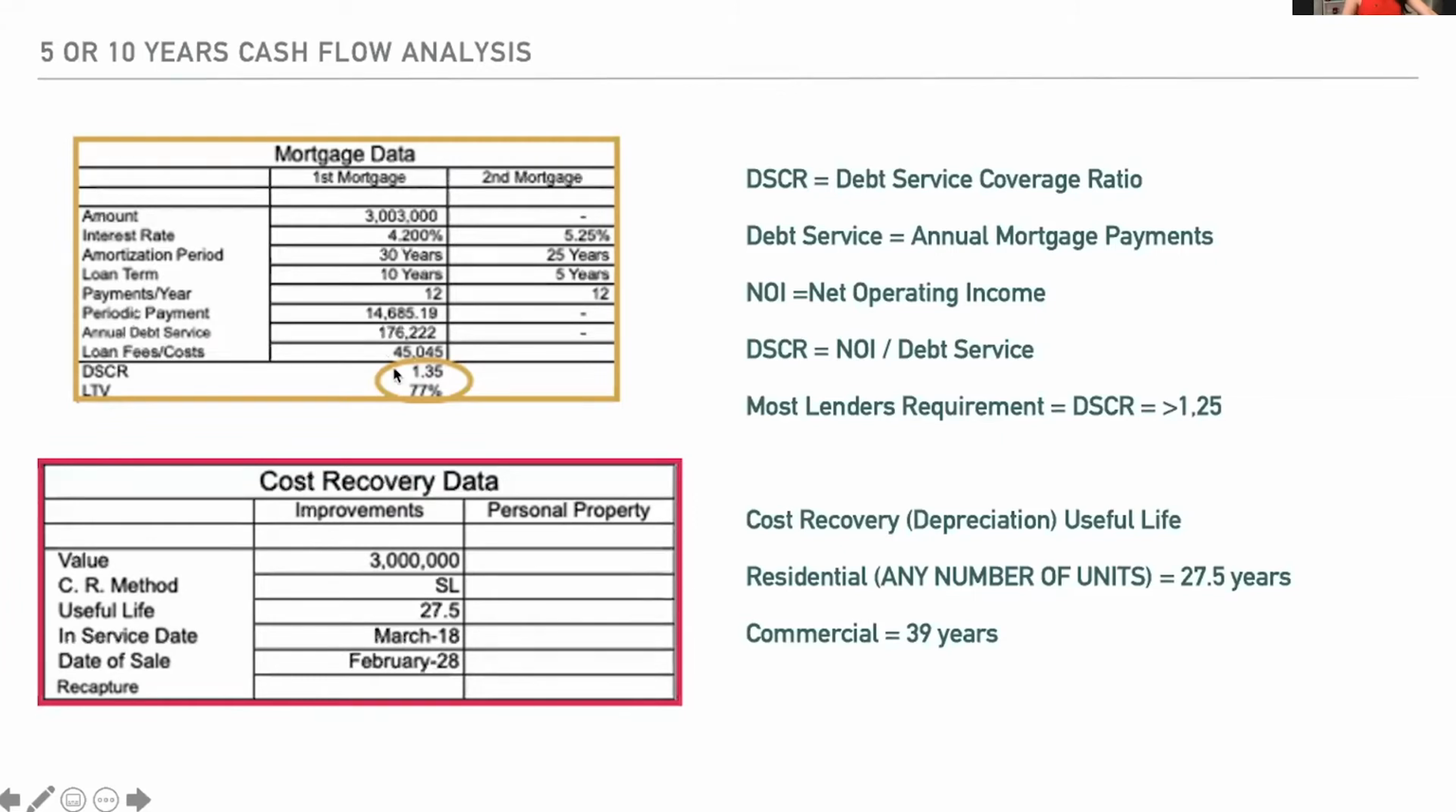And then the debt service coverage ratio is net operating income divided by debt service. So if I use the net operating income from the previous screen divided by the annual debt service here, most lenders' requirement is that we want to see at least 1.25 coverage of the mortgage payment. So your net operating income is more than enough to cover your mortgage payments. In this case, I see that it's 1.35. So it's more than enough to cover this with a $3 million loan amount.